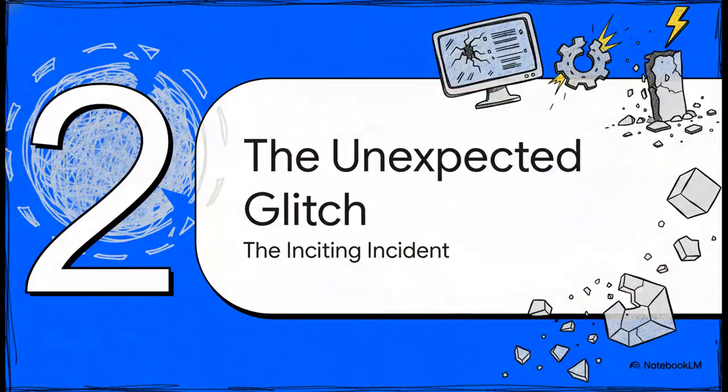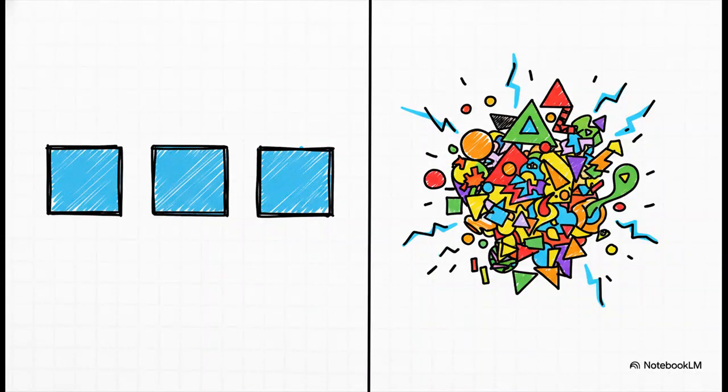Okay, so the stage is set. Now for Section 2, where everything gets turned upside down, the unexpected glitch. This is that moment, the inciting incident that kicks the whole story into high gear. And boom, just like that, the unexpected happens. A strange, multicolored character just pops into existence.